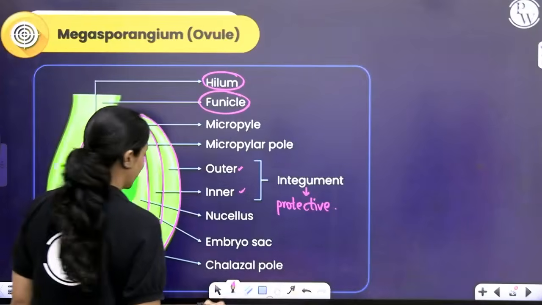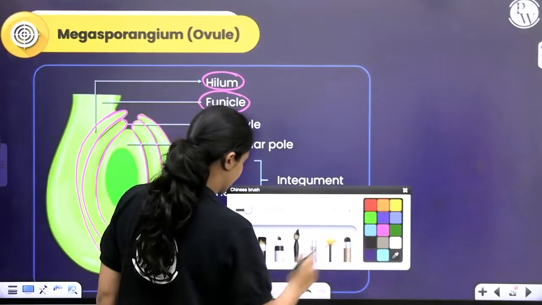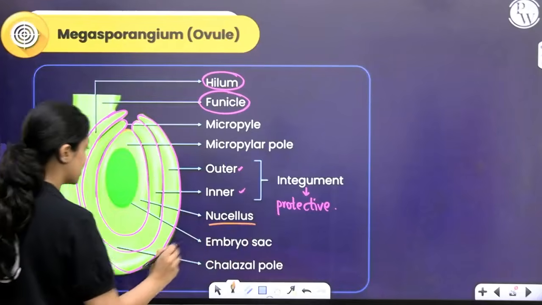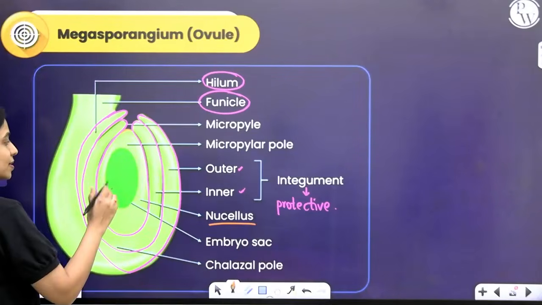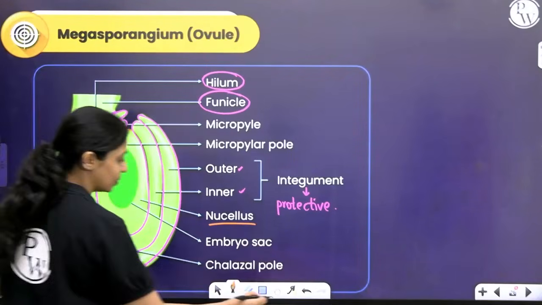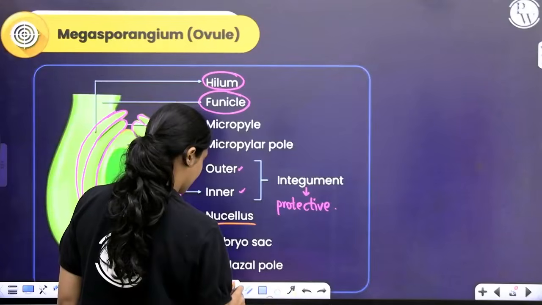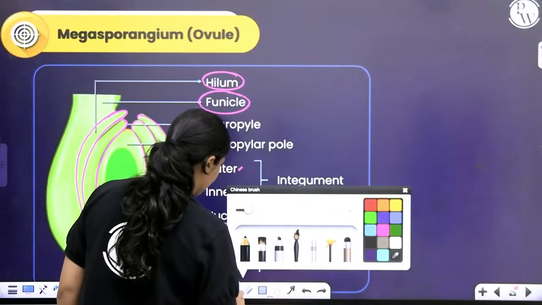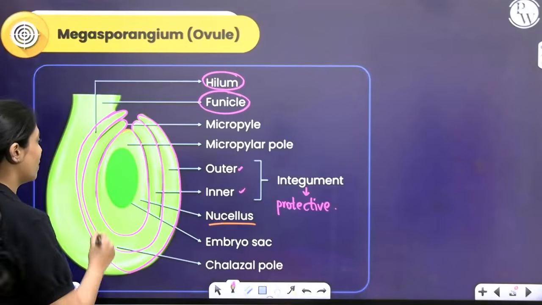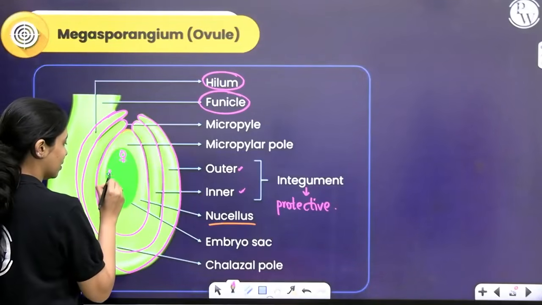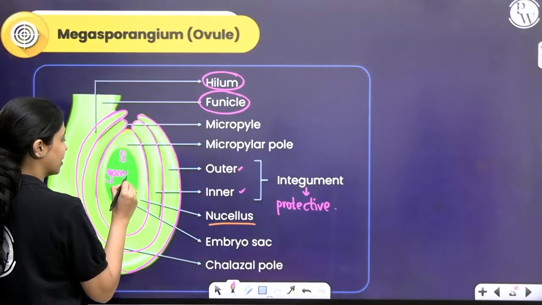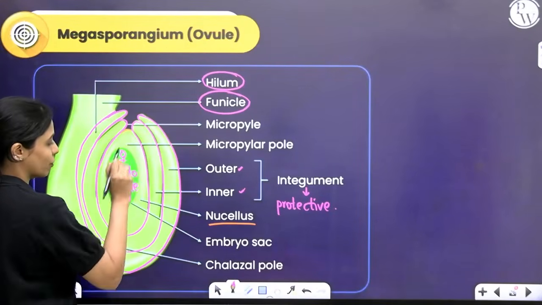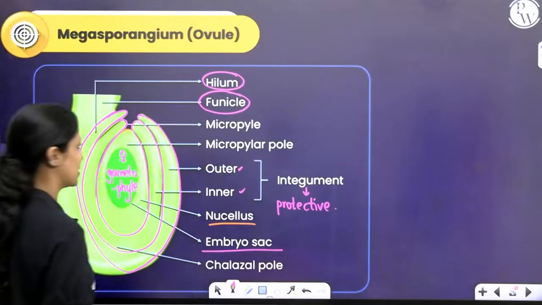Inside the integument, you have a homogeneous mass of cells, parenchymatous, that is called the nucellus. It is within the nucellus that the female megaspore will get produced, and the megaspore will develop into the female gametophyte inside the nucellus itself. The female gametophyte is also known as the embryo sac.